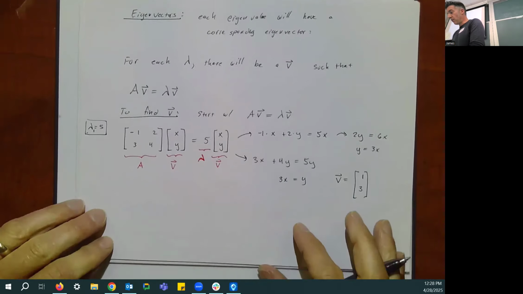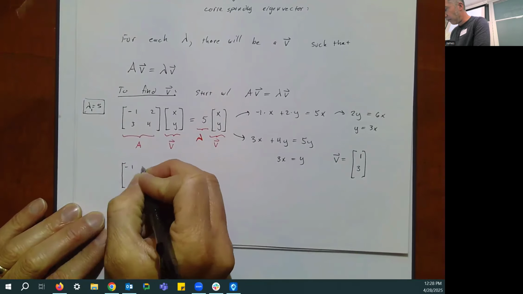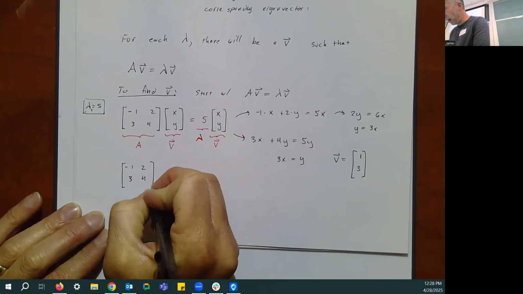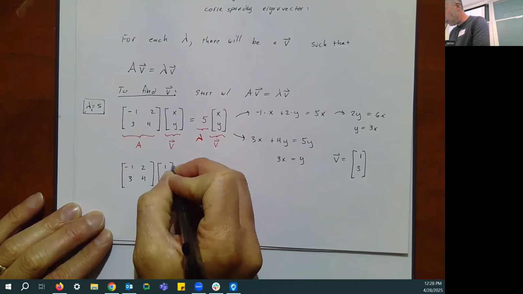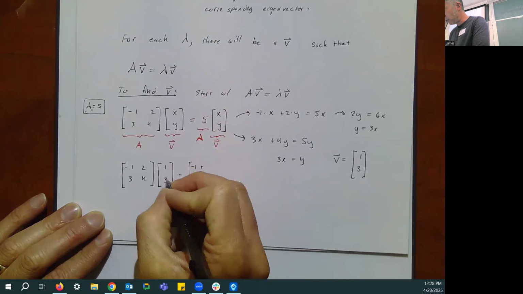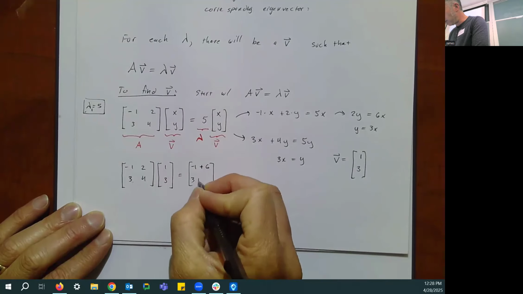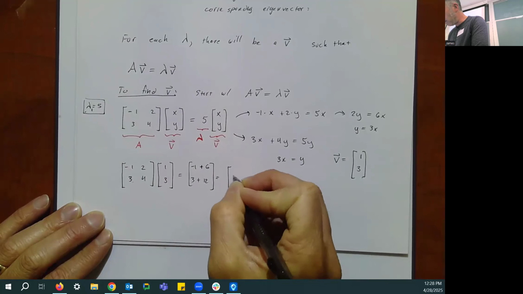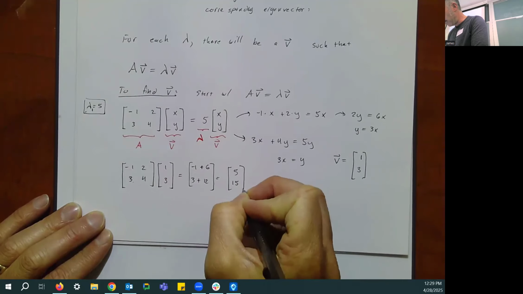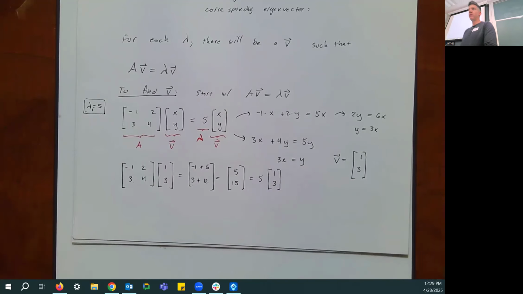I'll point out this eigenvector fits the bill. If you actually multiply -1, 2, 3, 4 by the eigenvector 1, 3, we're going to get -1 times 1 plus 2 times 3 for the first entry, and 3 times 1 plus 4 times 3. That ends up giving me 5, 15, which is exactly 5 times the original eigenvector, as expected. You never have to check this if you've done the work correctly, but it's nice to see that it's actually right.